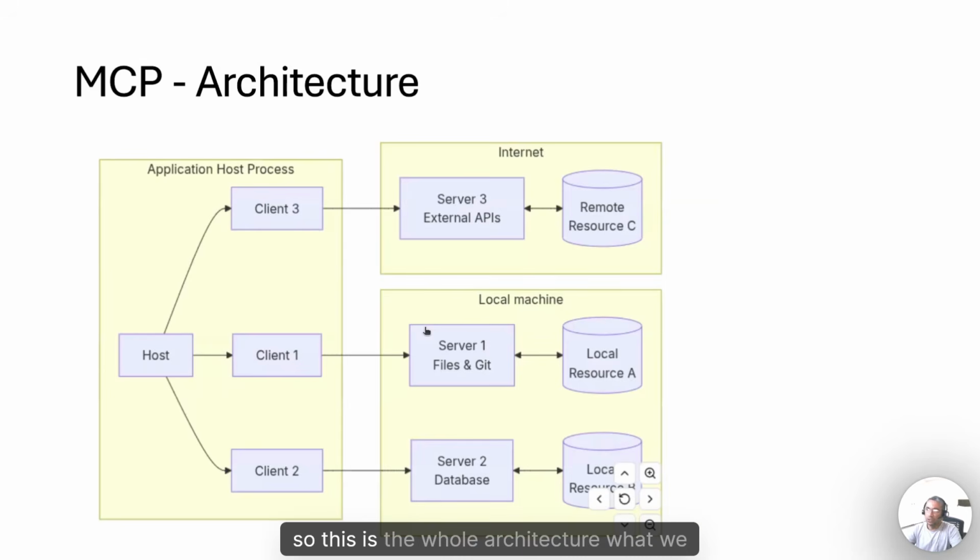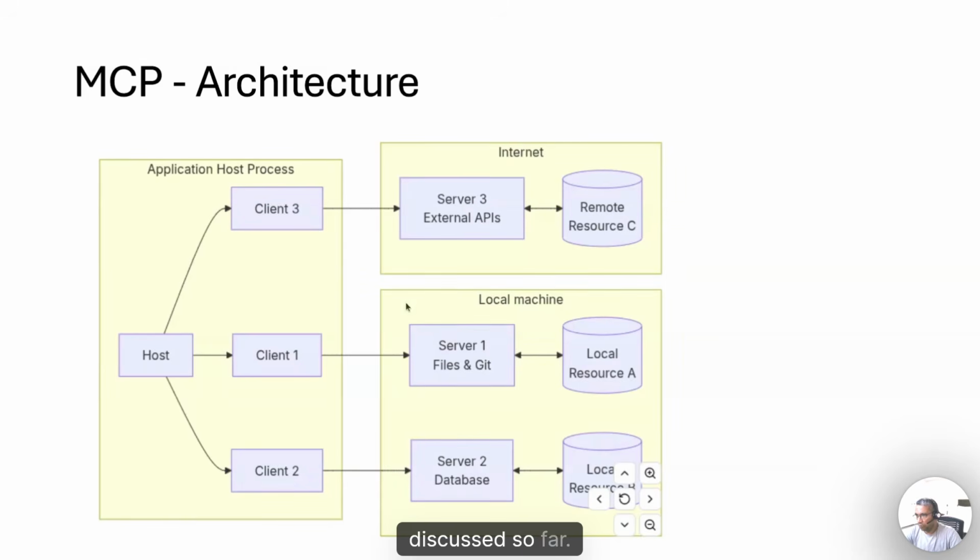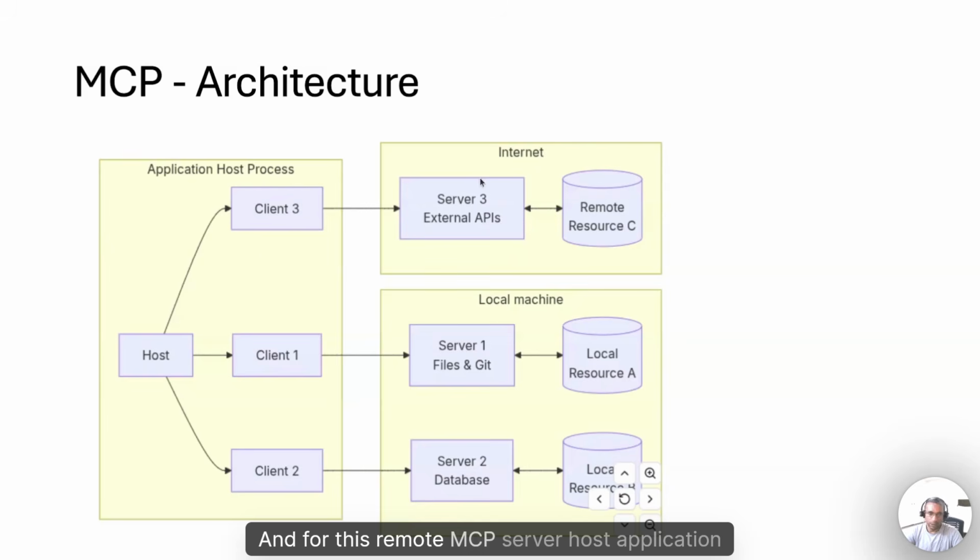So this is the whole architecture that we discussed so far. We have our host application. The host application can initialize a connection with the remote MCP server or a local MCP server. For every MCP server, the host application will create an individual client. For this remote MCP server, the host application creates a client and makes a connection. And if there are two locally running MCP servers, each MCP server will have its own client. So this is the whole architecture that we discussed.